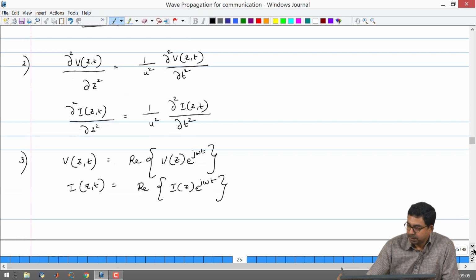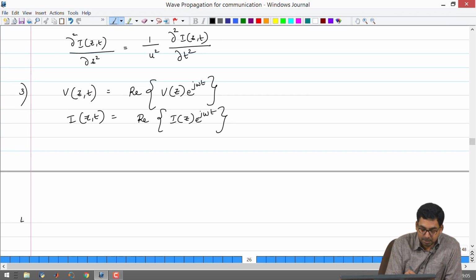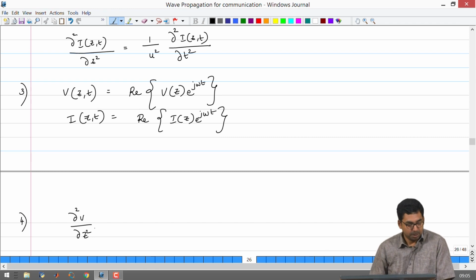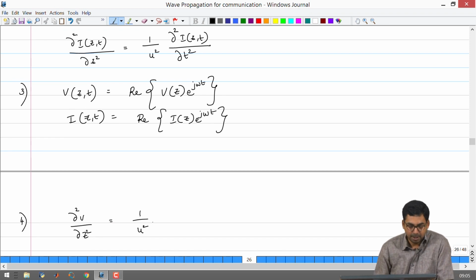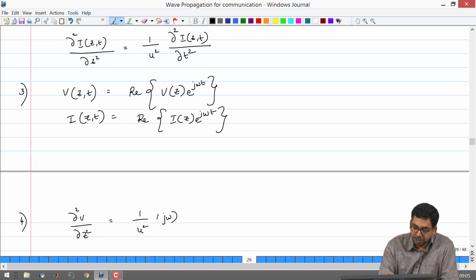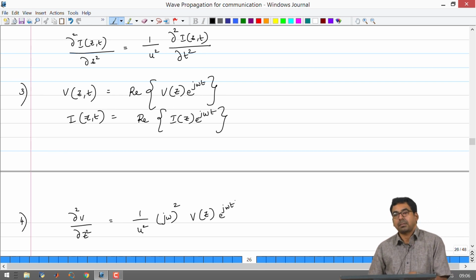Once we do this, we can substitute this into our wave equation. So we can write ∂²V/∂z² on the left, and on the right hand side I will have 1/u² and (jω)² for the second derivative with respect to time, and then V.